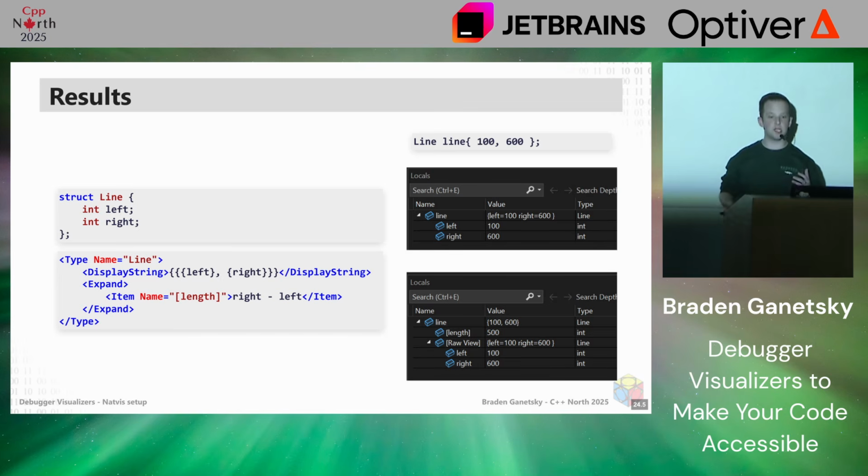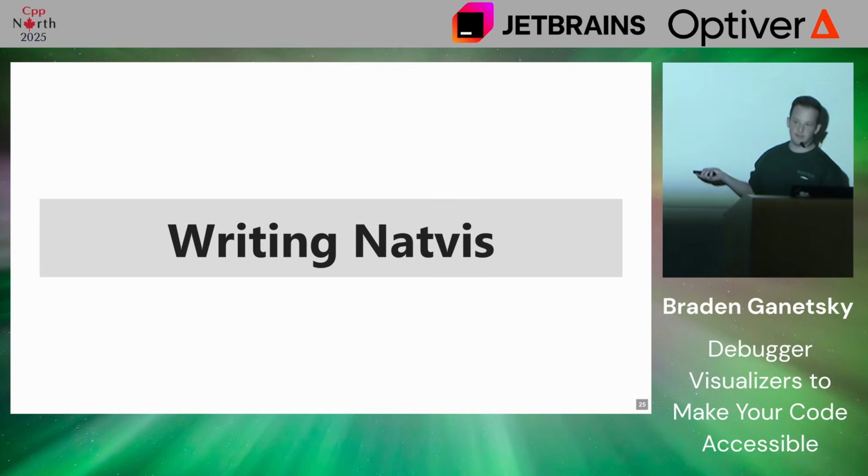Raw view is just an auto-generated sort of thing inside everything that you write NatViz for. It's just, what would the type look like if there was no NatViz on it? And you can see that actually matches up with what's right above it. Okay, let's write some NatViz.